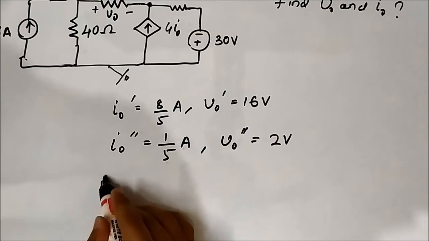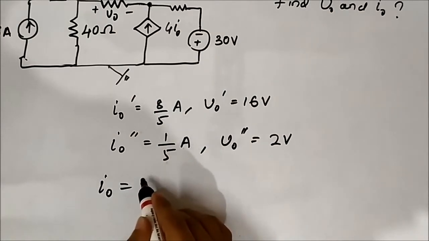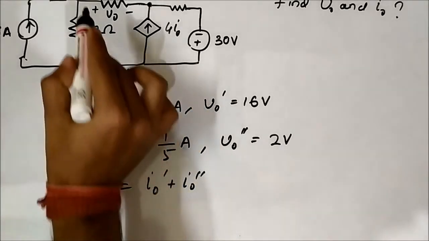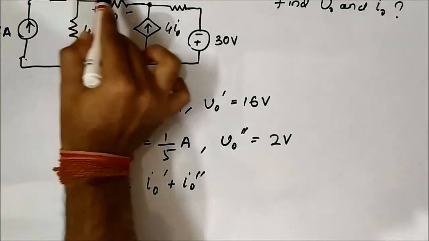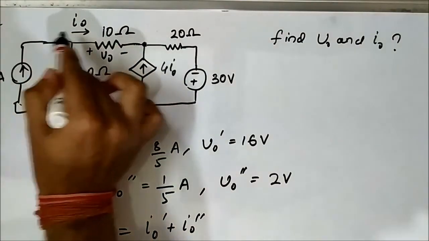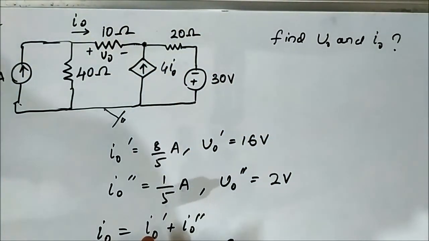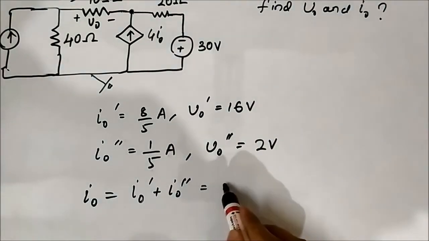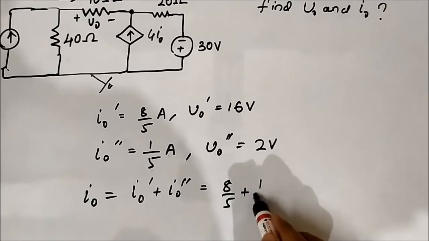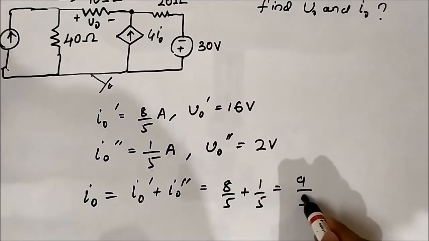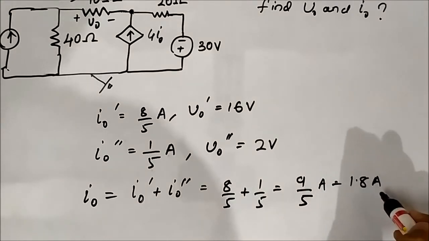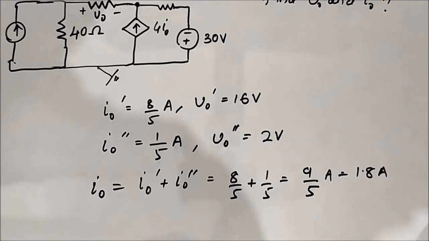So the combined effect I0 as per the superposition theorem will simply be I0 dash plus I0 double dash, because in both the cases I0 dash and I0 double dash were in the same direction as I0. If it would have been in the opposite direction, then it would have been minus, but in both the cases in step 1 and step 2, they were in this direction, same direction as I0. So it is simply 8 by 5 plus 1 by 5, which is equal to 9 by 5 ampere, which is equal to 1.8 ampere.